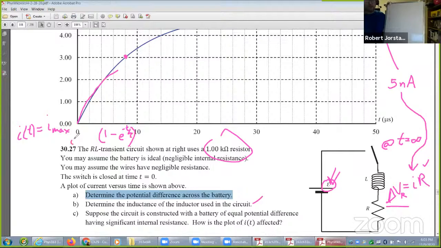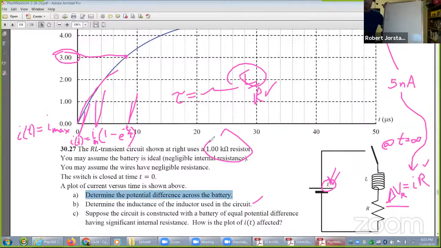And so we know I max. I'll call that I max there. So we know this is 5, right? T is a number I can read off the graph. I of t is a value I can read off the graph, say 3. And so if I plug in this value and this value, I should be able to get an equation where tau equals some number. And tau is L over R. I know what R is. I should be able to get L. All right.